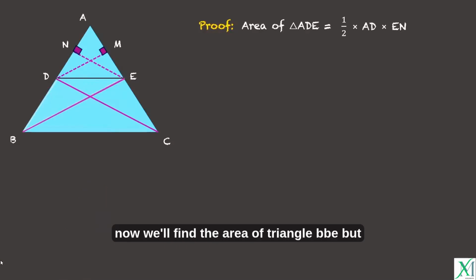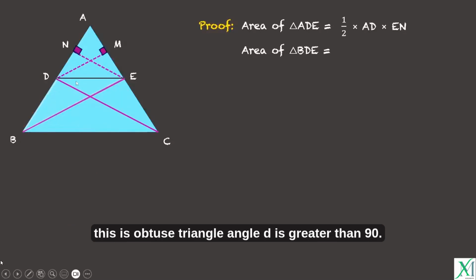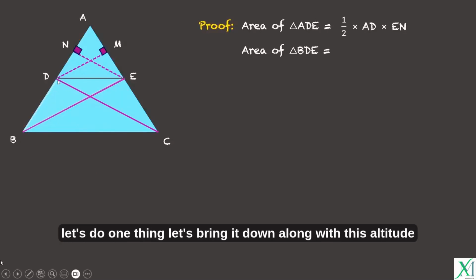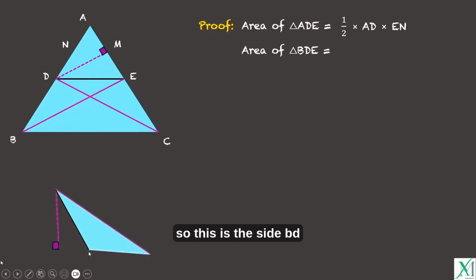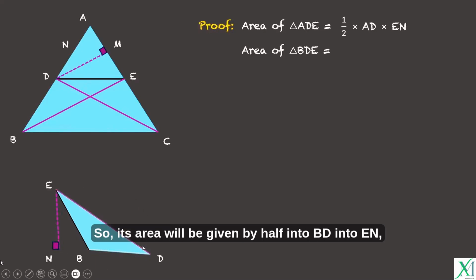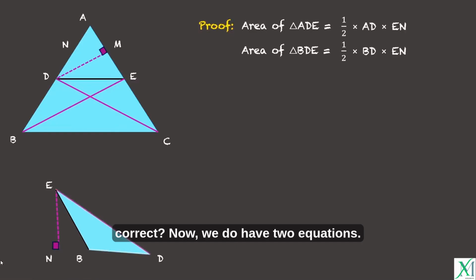Similarly, now we'll find the area of triangle BDE. Now this is an obtuse triangle. Angle D is greater than 90. Let's bring it down along with this altitude. In an obtuse triangle, the altitude lies outside it, right? So this is the side BD, this is E and this is N. So its area will be given by half into BD into EN, correct?